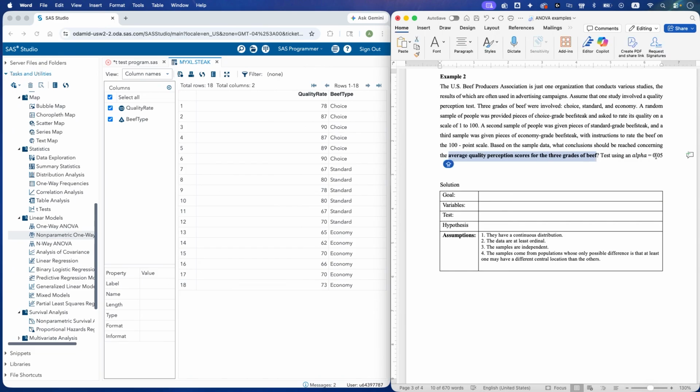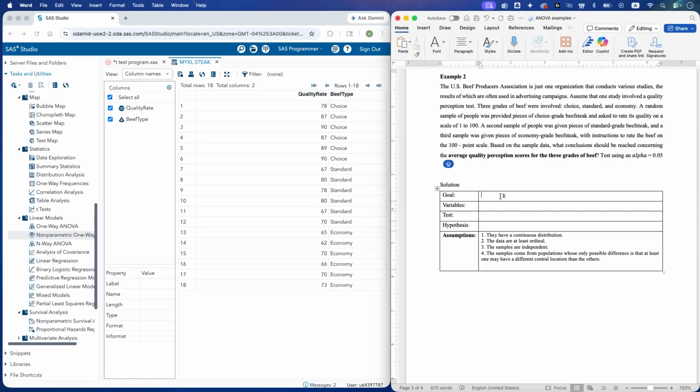We are going to use alpha equals 0.05. So the goal actually is to look at if we have a difference in the scores. Do we have a difference in terms of the rating scores between different types of categories, different types of beef, or no? So this is our goal. Remember, we have three types of beef.